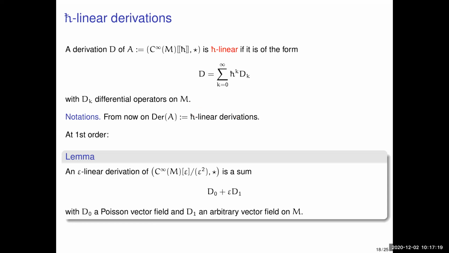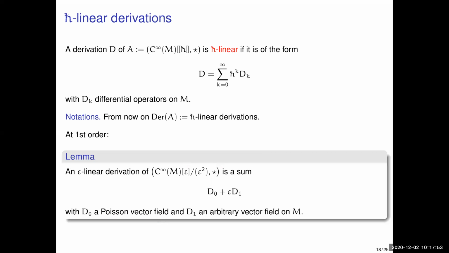So what are H-linear derivations? Well, at first order, they are something very nice. If you are looking at a first order deformation, and I put epsilon instead of H bar just to emphasize this, then a derivation is just a sum, d0 plus epsilon d1, where d1 is a derivation of C-infinity of M, so a global smooth vector field. And d0 is also a global smooth vector field, but it should also preserve the Poisson bracket. So it is a Poisson vector field.